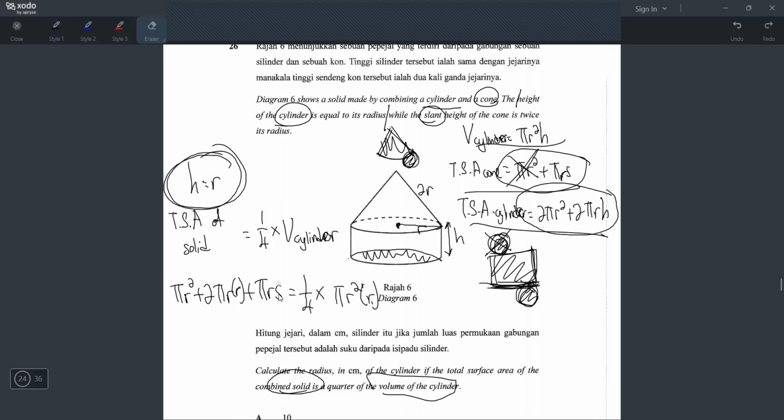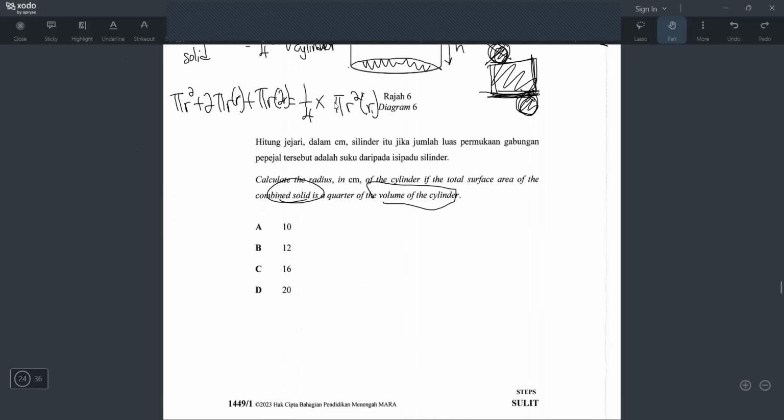And then what about this s? This s is the slanted height. But I remember they say it's 2 times the radius, so I can change the s to 2r. So now I can just focus on simplifying this, and hopefully it will give me the answer. Okay, pi r square, I'll just write pi r square. And then 2 pi r r means 2 pi r square. And then pi r times 2 r is also 2 pi r square, because 2 times pi is 2 pi, and r times r is r square. So done, equals pi r square r.